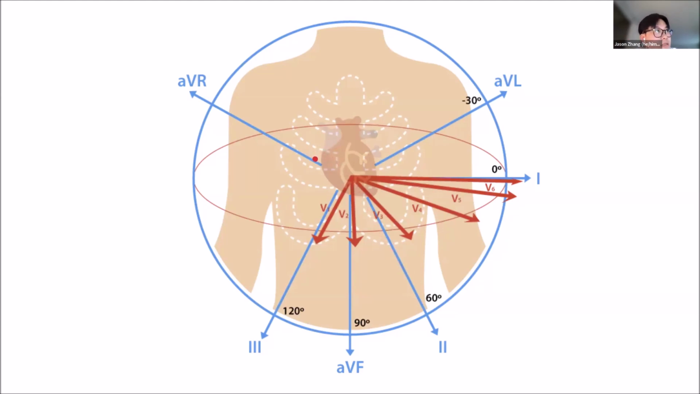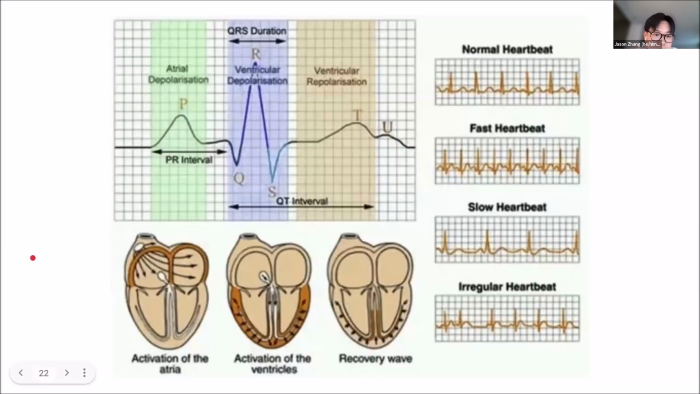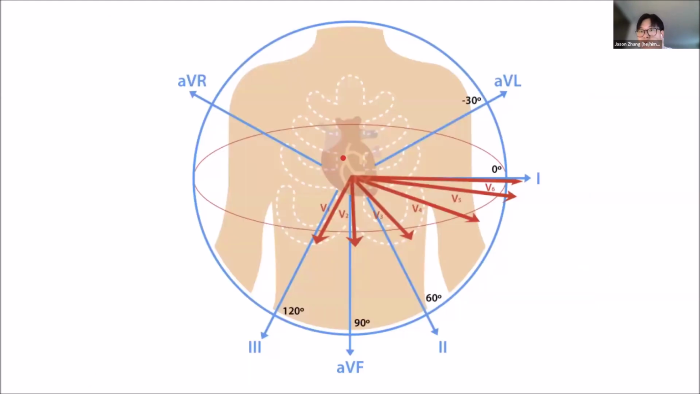So for example, let's go back to this. Okay, so let's say we're looking at the P wave. You know it's starting in the right atrium where the SA node is, and it's traveling down the heart. So the P wave, what direction will it look in lead 2? Up or down? Positive or negative?